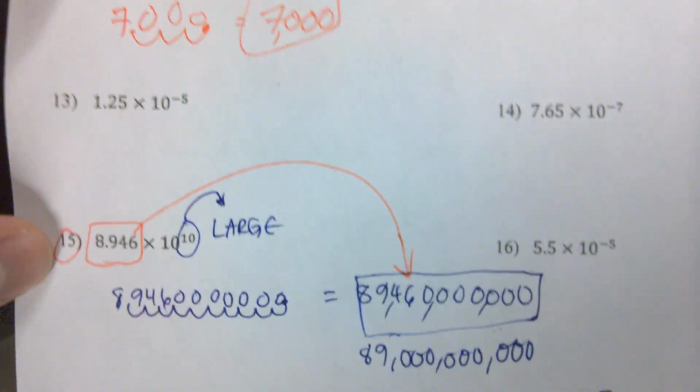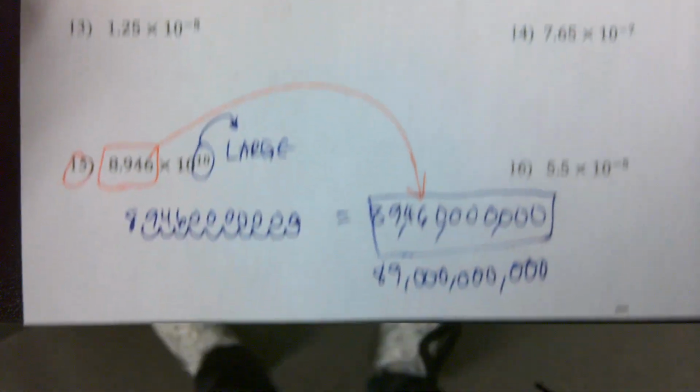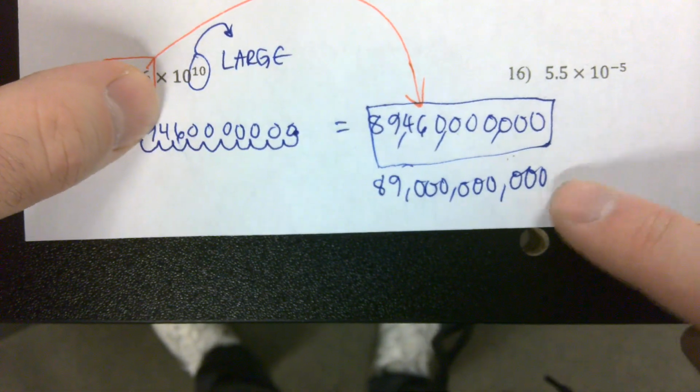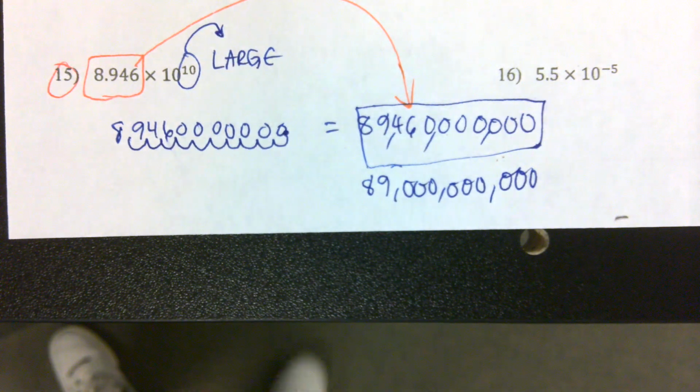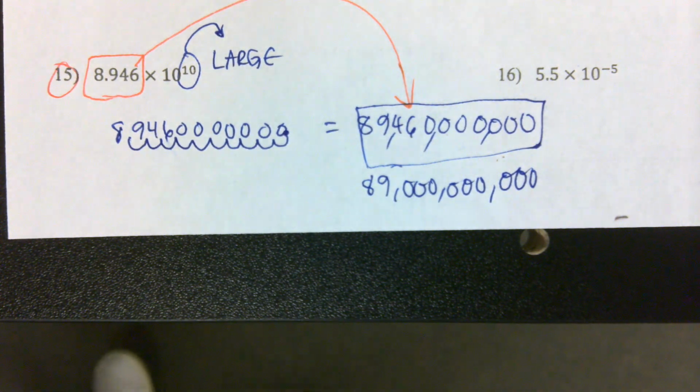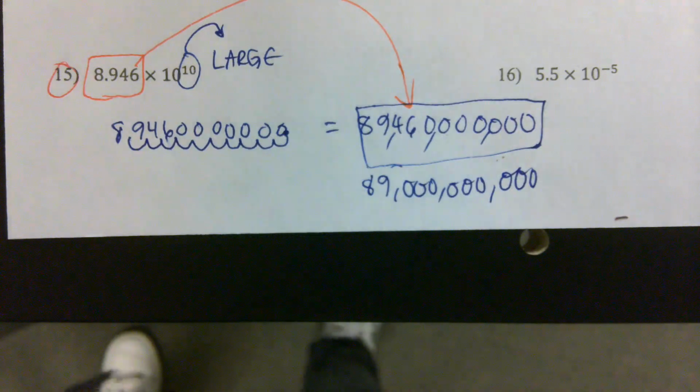Any final questions going from scientific to standard? But again, on the final, this is going to be an answer choice. Right? You may move the decimal the right number of spaces, but if you forget to keep all those numbers in there, you might end up getting the wrong answer.